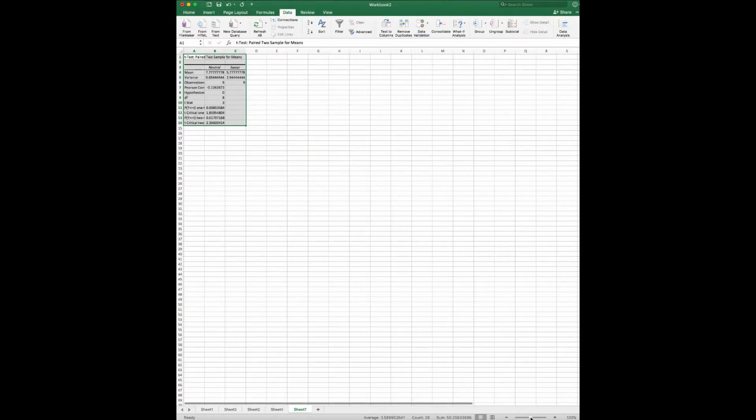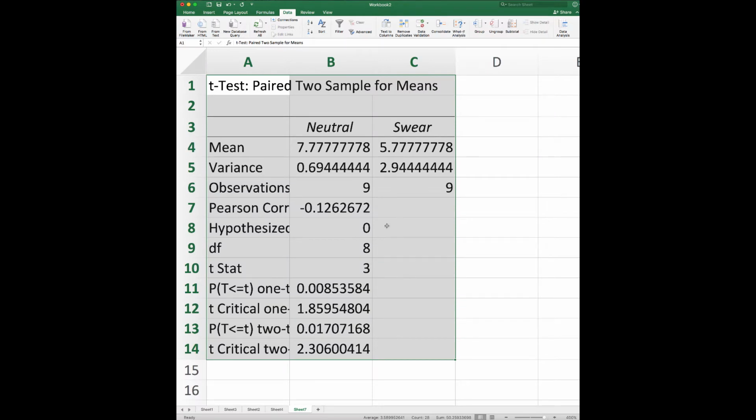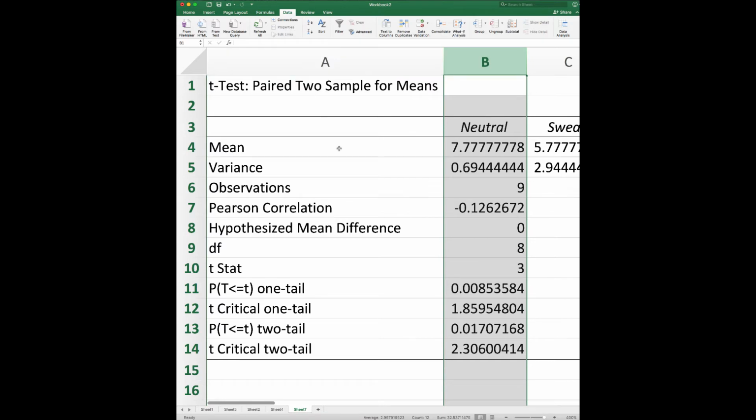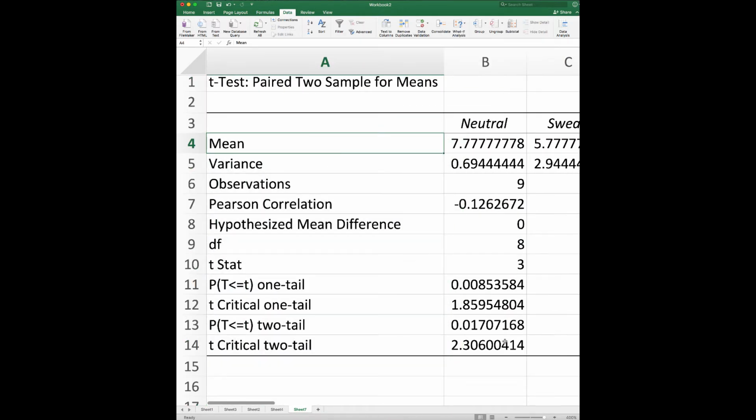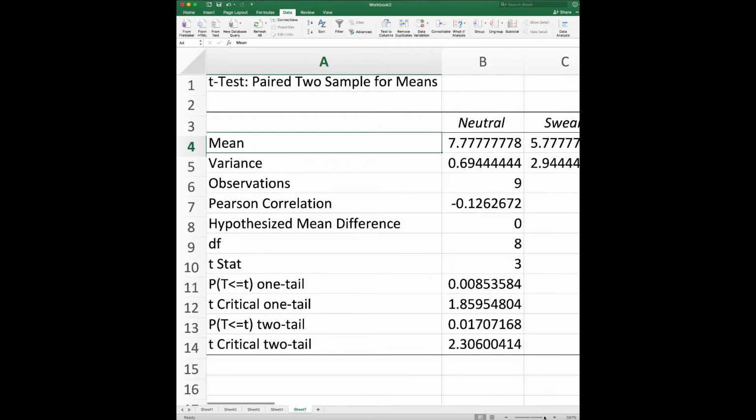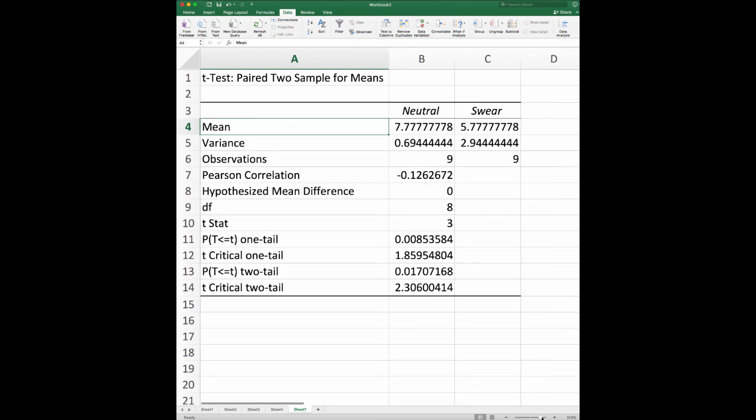There it is. And it looks pretty similar to the output we saw for the t-test of independent samples. We have our summary statistics on the top, and then we have our hypothesis output. Now, I am running a two-tailed test because I did not state one specific case. My p-value is here. I'm going to use the p-value.